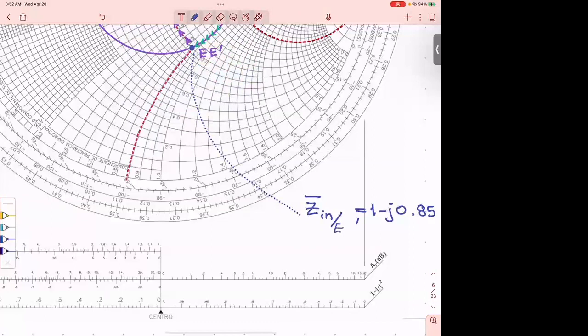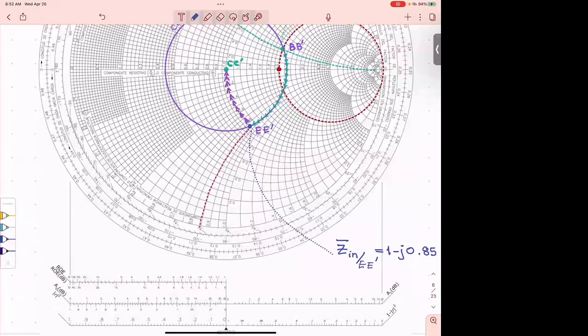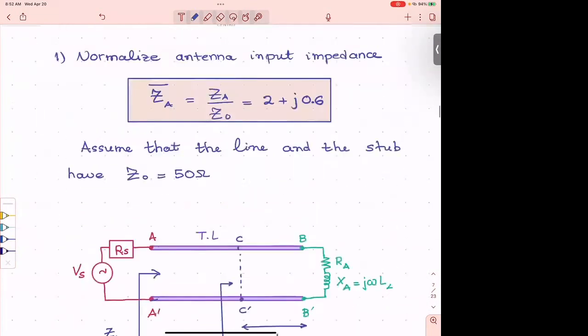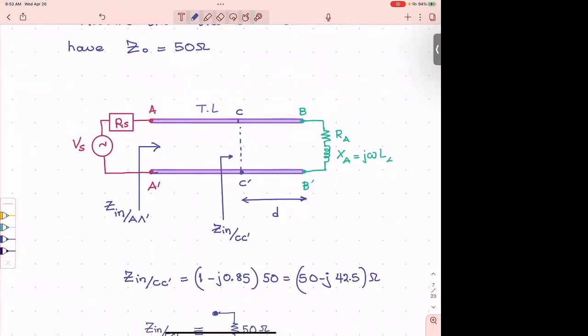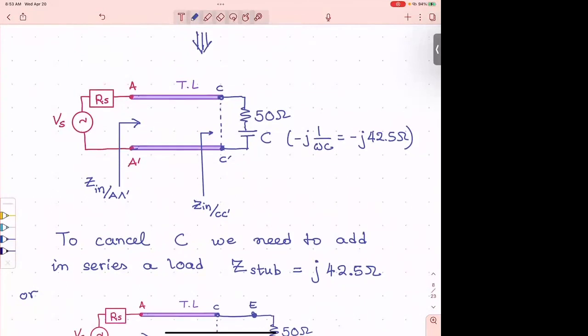E prime. So I read this impedance, all right? And then I find the normalized while I move from there. The only thing that happened, I moved on the transmission line, but my impedance in the new location, which is right here, has changed. My impedance at this point, I can find it from the Smith chart.